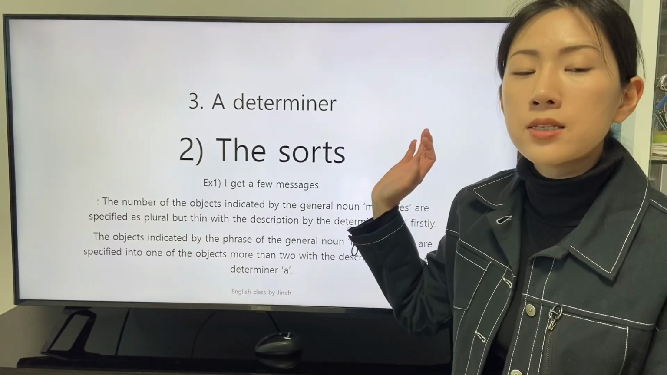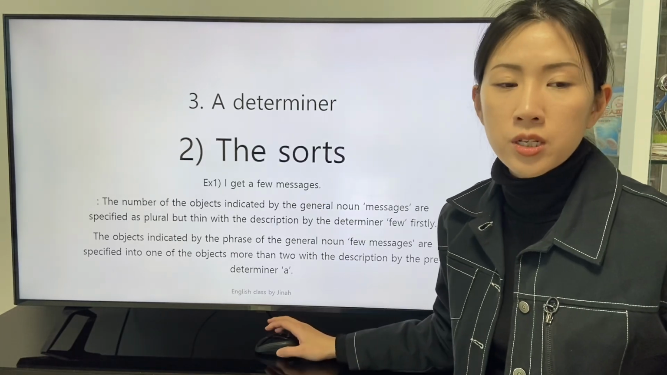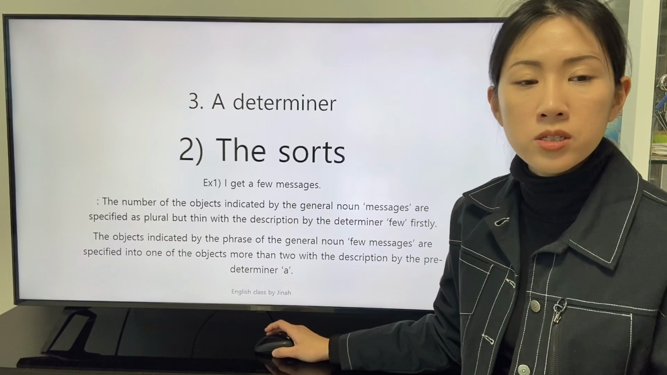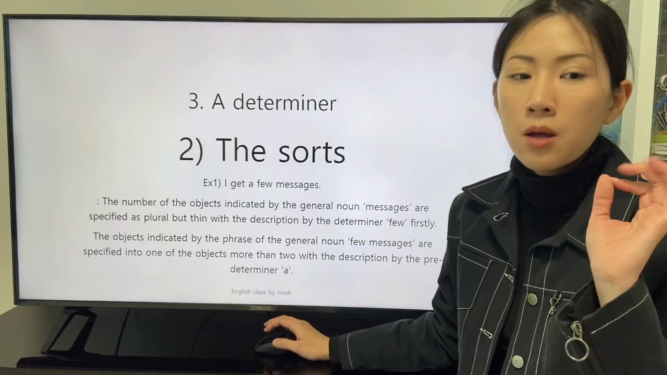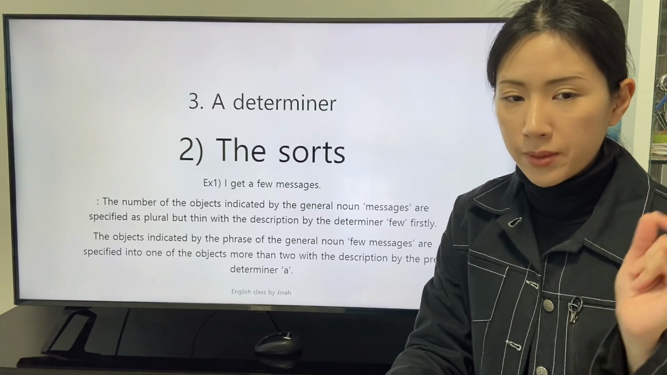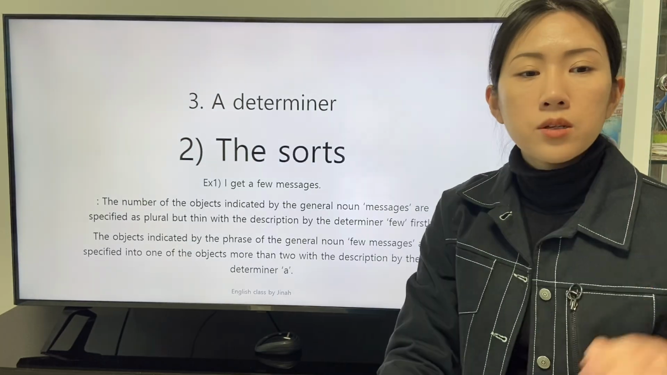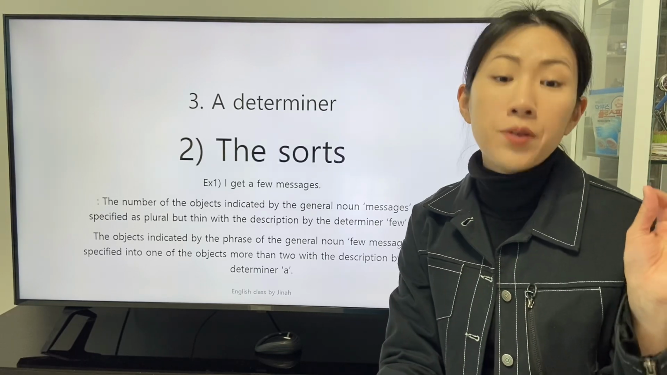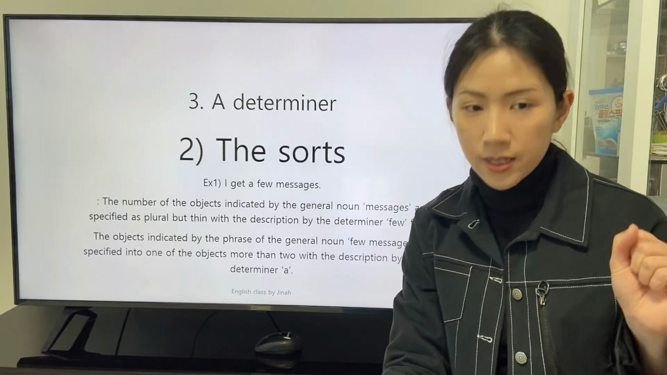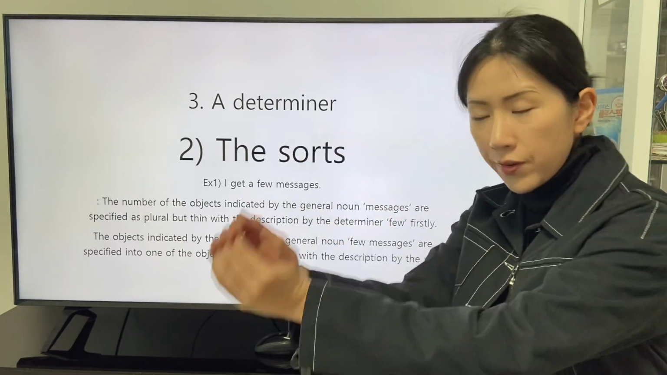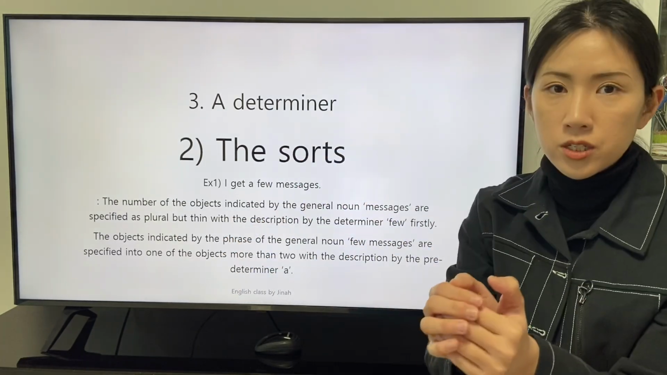Let's study about this clause. I get a few messages. The number of the objects indicated by the general noun messages are specified as plural, but thin, with the description by the determiner few. Firstly, the objects indicated by the phrase of the general noun few messages are specified into one of the objects. Few messages, few messages.